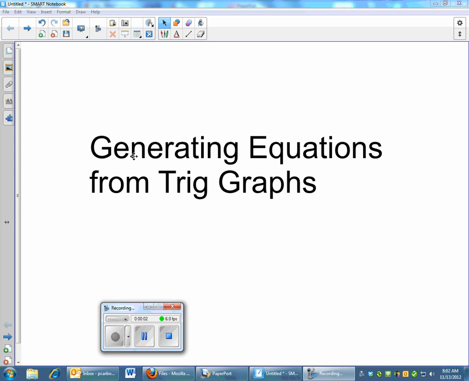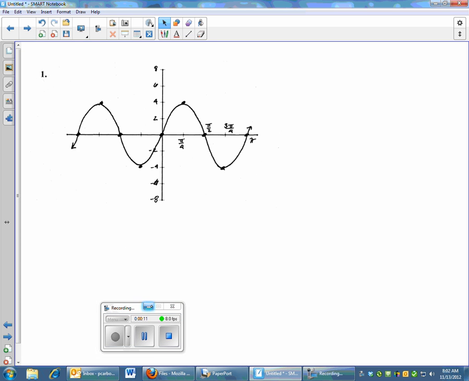Here we're going to look at learning how to generate the equation of a trig function based on the graph of the function. So maybe this will help a little bit. All right, let's look at this one here. By the way, these are different than the assignment I handed out. Let's look at this one.